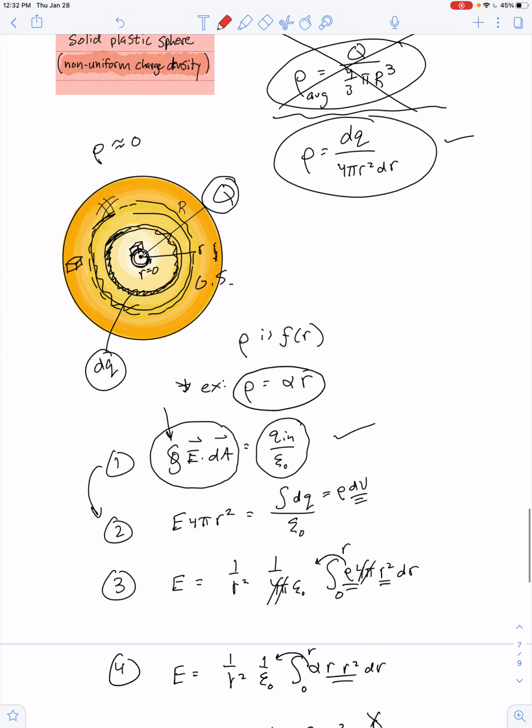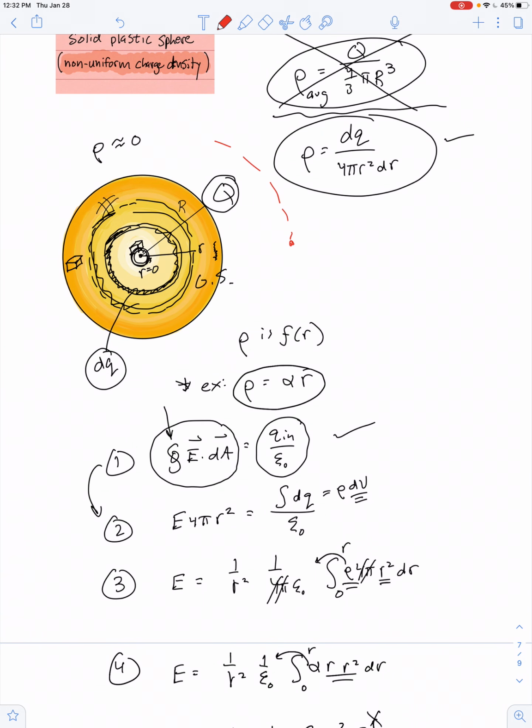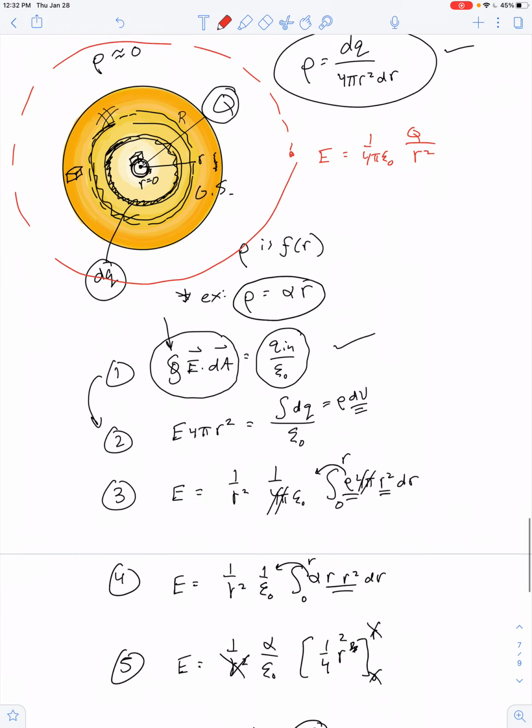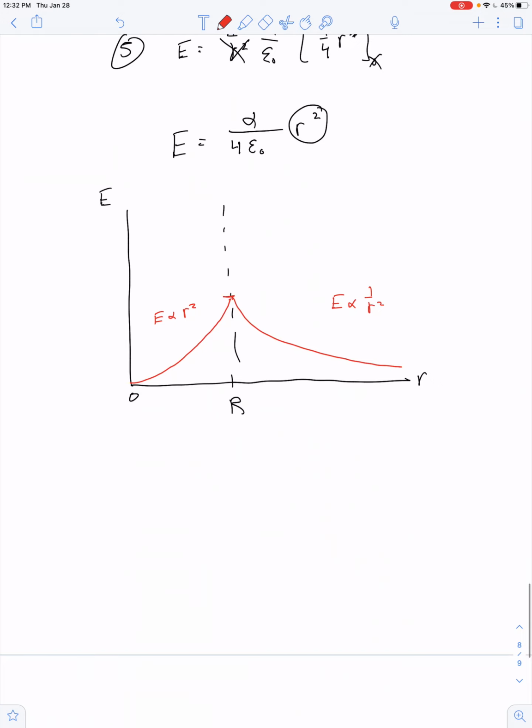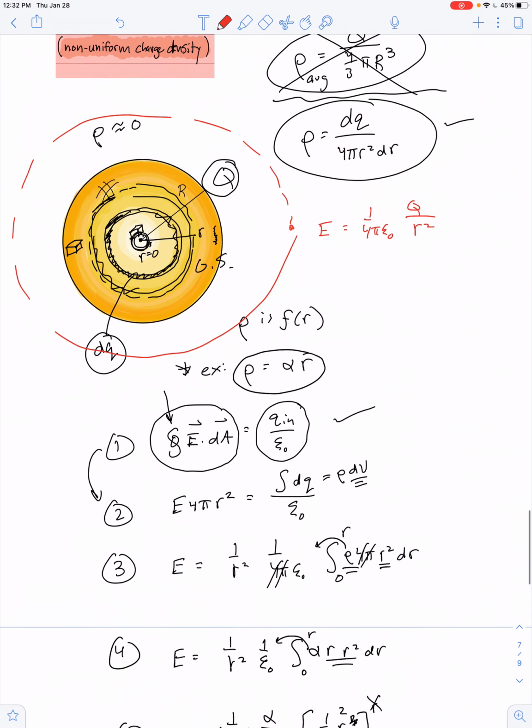In other words, at points outside, I'll leave it up to you to verify that all you're going to get here is E equals 1 over 4 pi epsilon naught times all the charge divided by r squared. What's the maximum value? Well, at the surface, it's going to be 1 over 4 pi epsilon naught, all the charge divided by capital R squared. Okay, well, that's a lot to take in, huh?